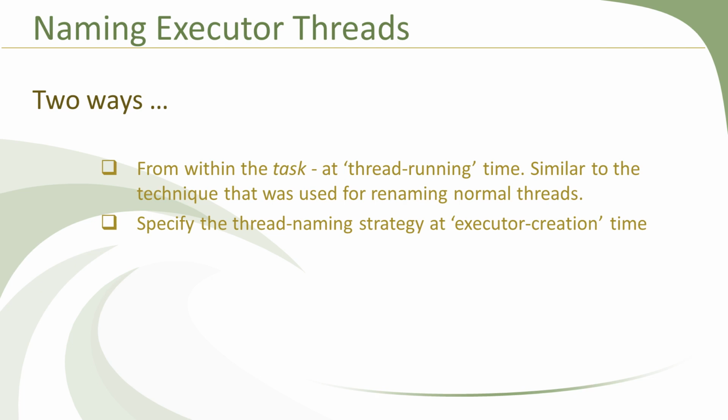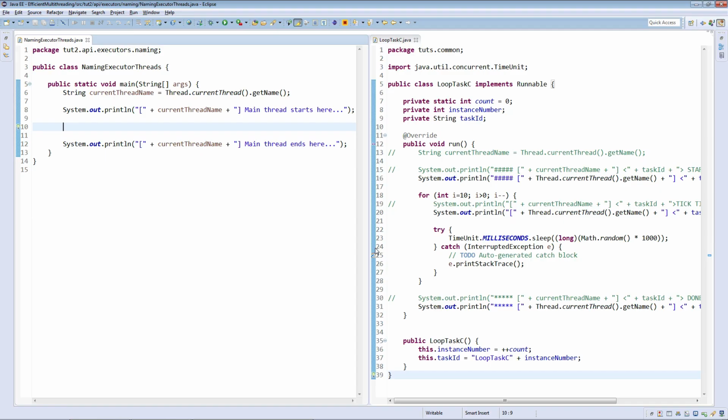The second way to name the executor threads is by specifying the thread naming strategy at the time when an executor is created. This one we will discuss. So let's see it in action. As usual, I have a skeleton class here by the name of naming executor threads. Let us create an executor service and provide it some tasks to run.